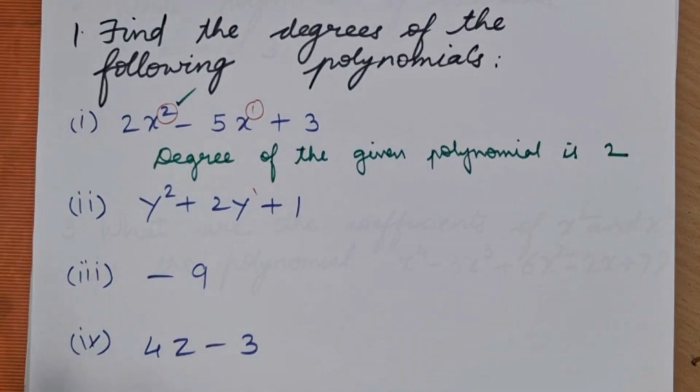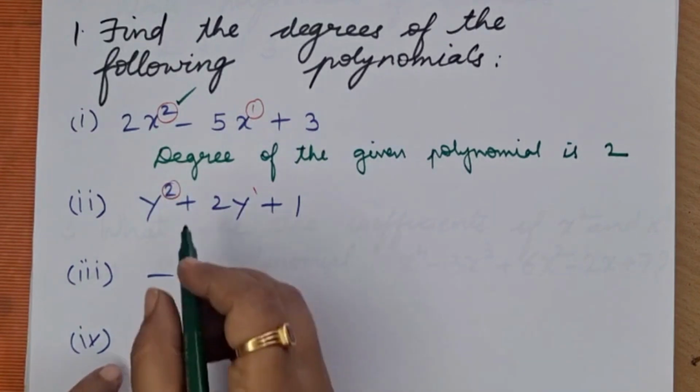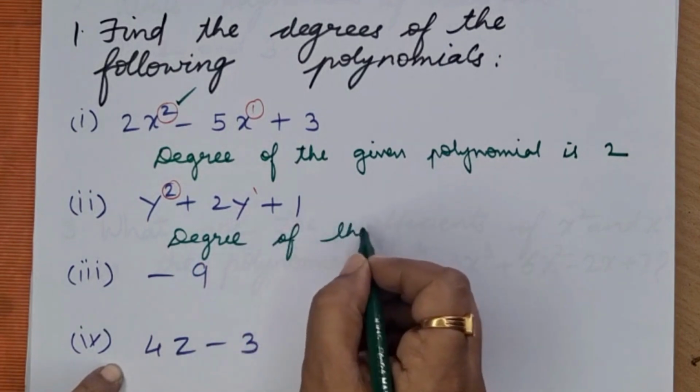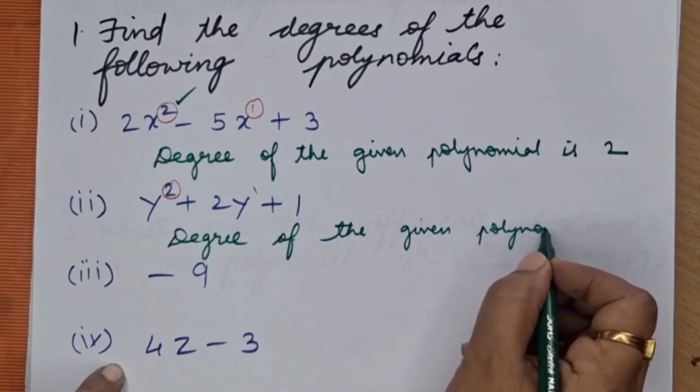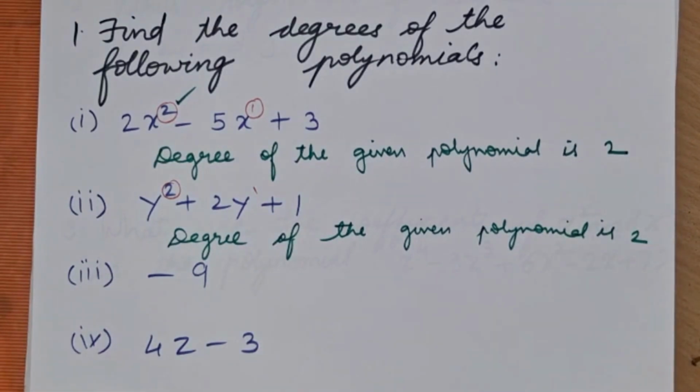Now, the next example. Again, we are going to find out the degree of this polynomial. Yes, you guessed it right. The highest power here is 2. So, the degree of the given polynomial is 2.